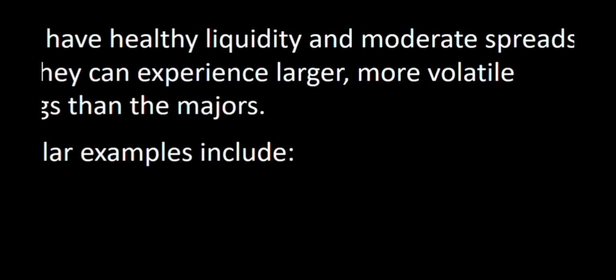So the second one is minor pairs. You understand? They have healthy liquidity and decent spread, but they can experience larger, more volatile swings than the major currency pairs. You understand? So what this is trying to tell us is that you see major currencies. Let me remind us something.